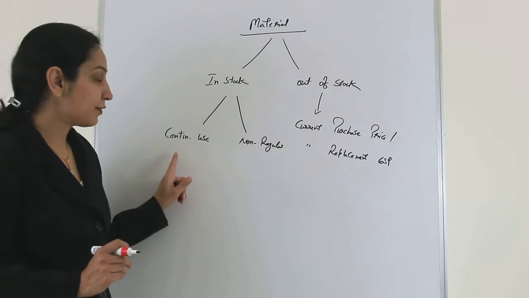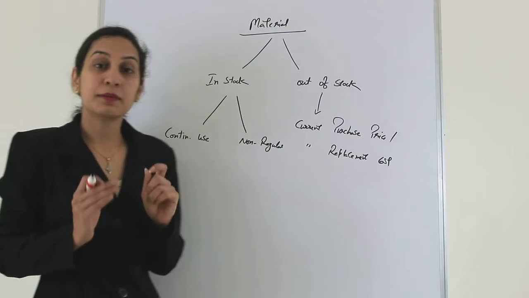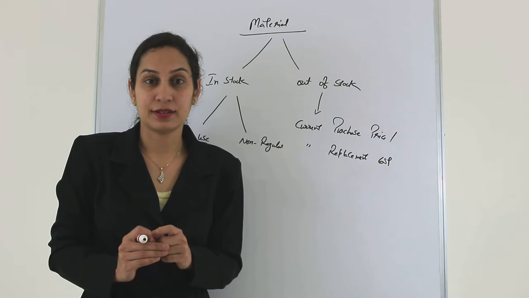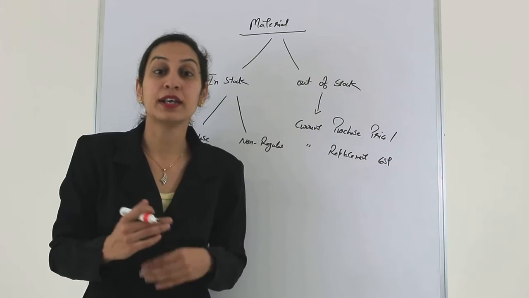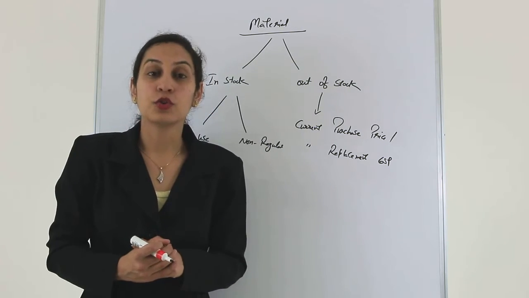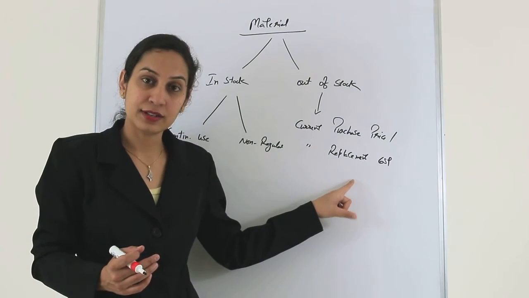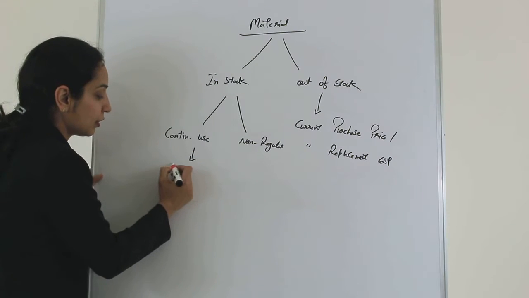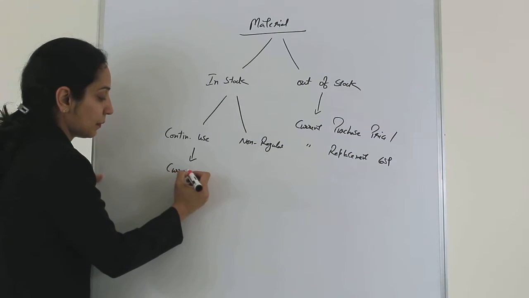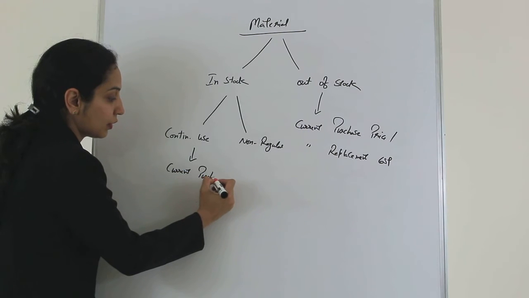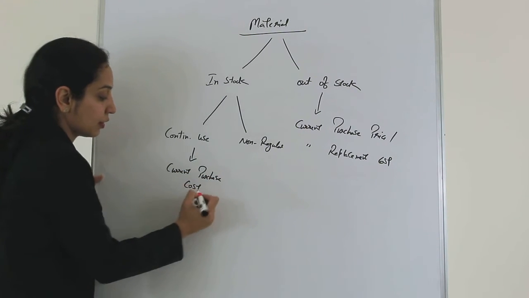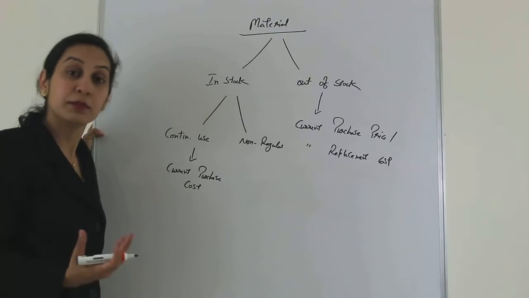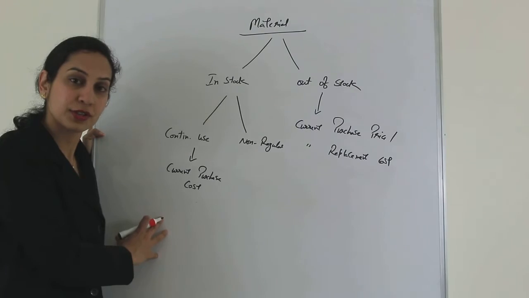So if it's the first situation, that the material is regularly in use, in that case the stock will be finished and it needs to be replenished again. So it's as good as this case. In this scenario, the relevant cost will be current purchase price or current replacement cost. Because when something is in regular use, it will be finished. When it is finished, it needs to be replenished.